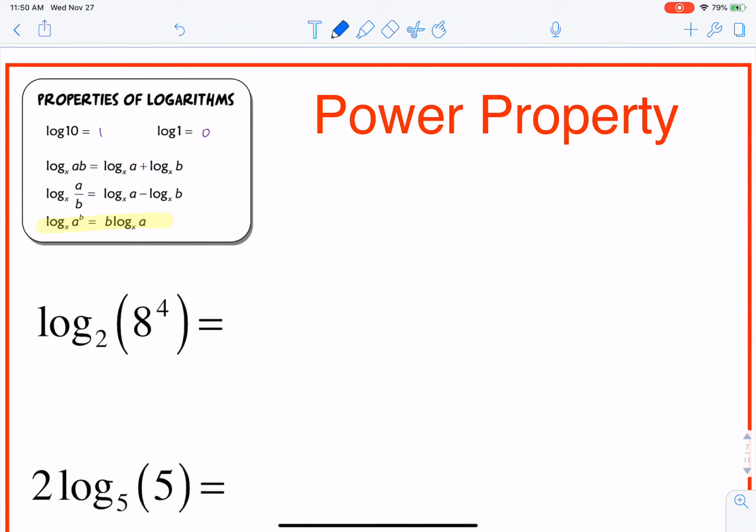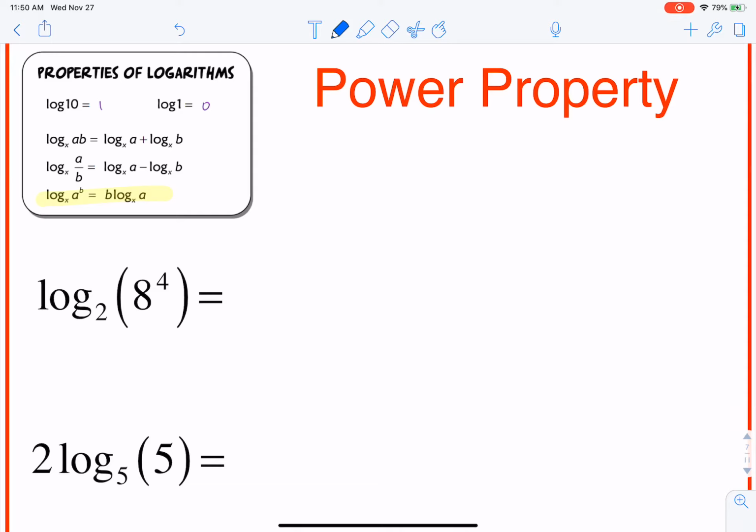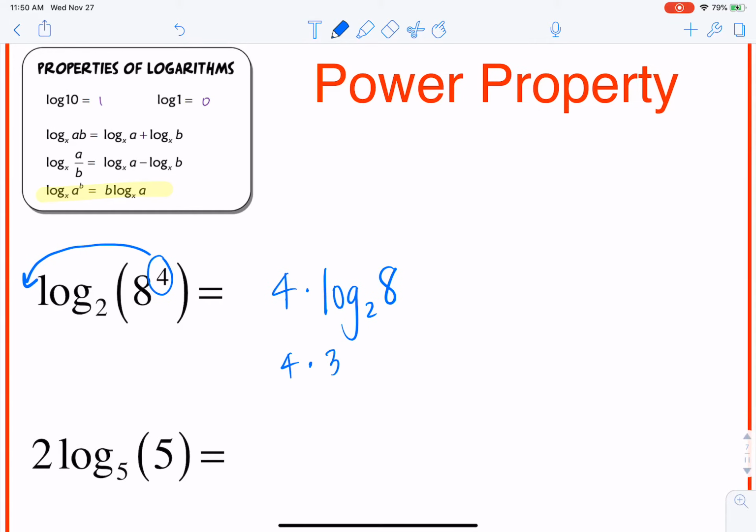Moving forward, my power property. So I can take my power and I can bring it out front. So this is the same thing as 4 times log base 2 of 8. And if I look at what's really happening here, 4 times log base 2 of 8, this is 4 times 3.